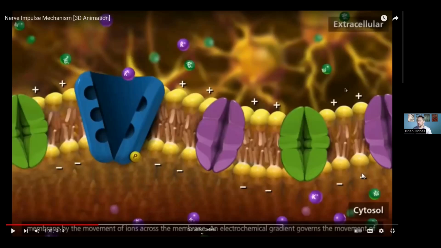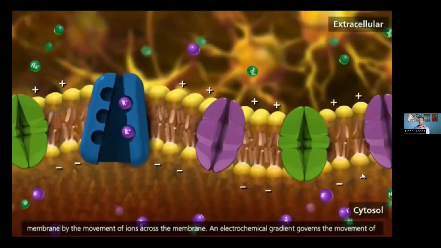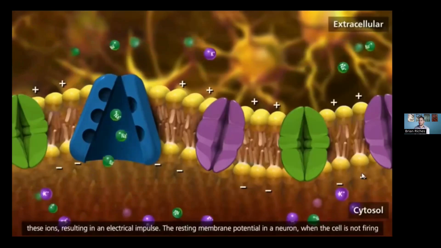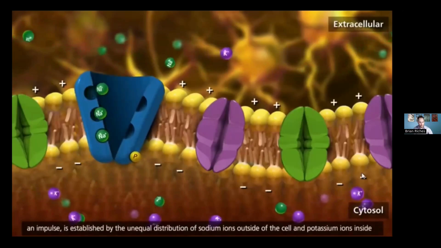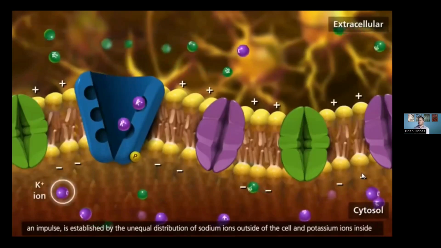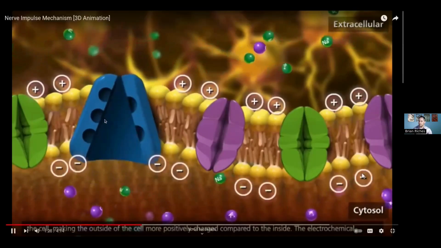So here we've got a positive charge on the outside, a negative charge on the inside. This is the resting potential of an axon. And so we'll see a charge go down, but we're not actually shooting any of these ions down the axon. So let's see how this happens. By the movement of ions across the membrane, an electrochemical gradient governs the movement of these ions, resulting in an electrical impulse. The resting membrane potential in a neuron, when the cell is not firing an impulse, is established by the unequal distribution of sodium ions outside of the cell and potassium ions inside the cell, making the outside of the cell more positively charged compared to the inside.